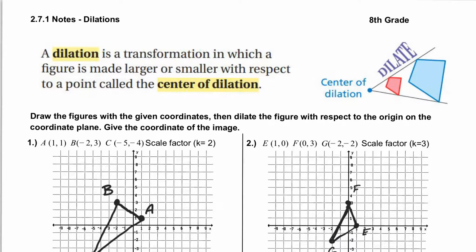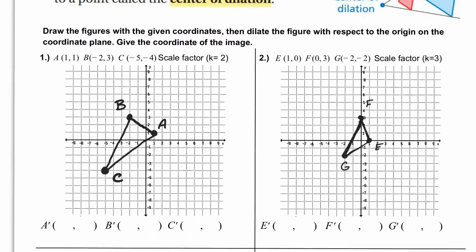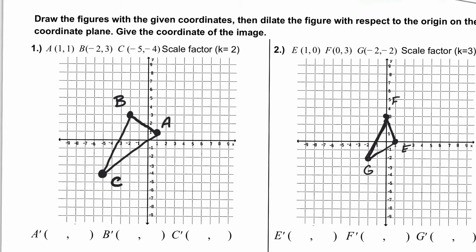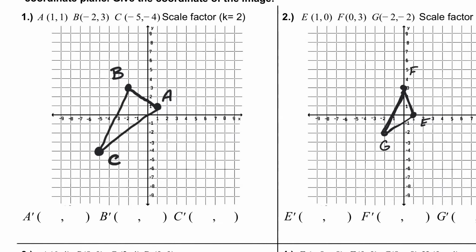But for now, let's go ahead and look at example number 1 here, and let's take a look at how we can perform a dilation on a figure in a coordinate plane. So our instructions say draw the figure with the given coordinates, which I've already done for us to save a little time here, and then dilate that figure with respect to the origin on the coordinate plane. And lastly, we want to give the coordinates of the image. So number 1 here, if we zoom in, they give us the coordinates for A, B, and C. A is 1, 1, B is negative 2, 3, and C is negative 5, negative 4. And they tell us that our scale factor is equal to 2, or k is equal to 2 here.